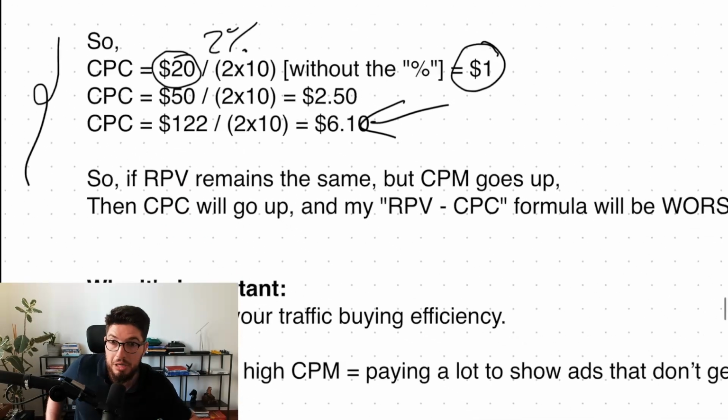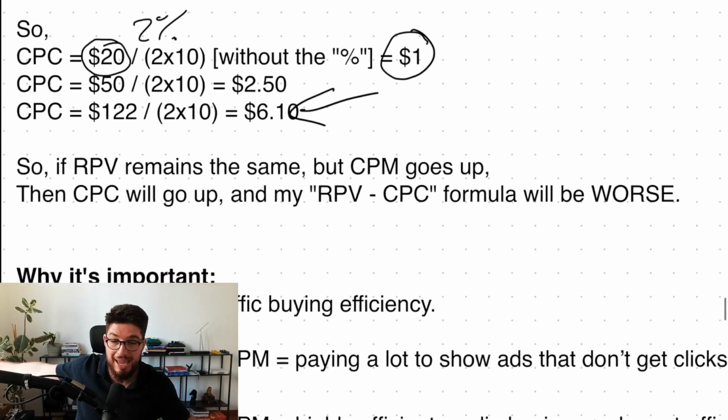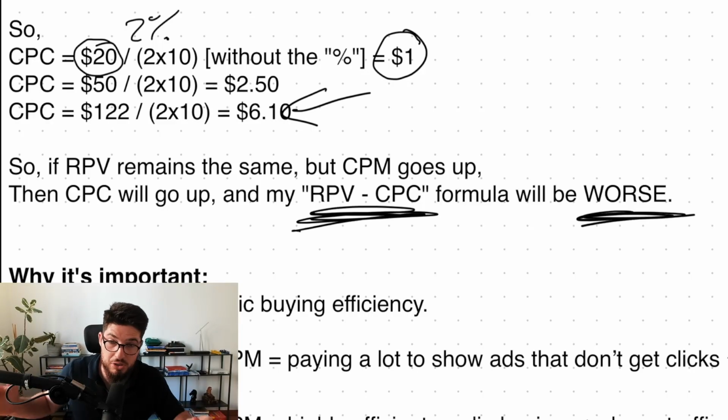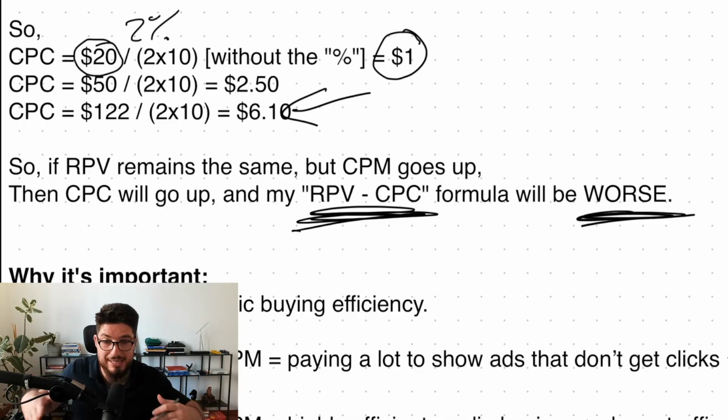So here, if my revenue per visit remains the same but my CPM goes up, then my CPC will go up, and this formula of revenue per visit minus CPC will be worse. Why? Because the revenue per visit stays the same, but my CPC is higher. Why is it higher? Because my CPM went up. Why did it go up? And that's what you have to work on, okay?